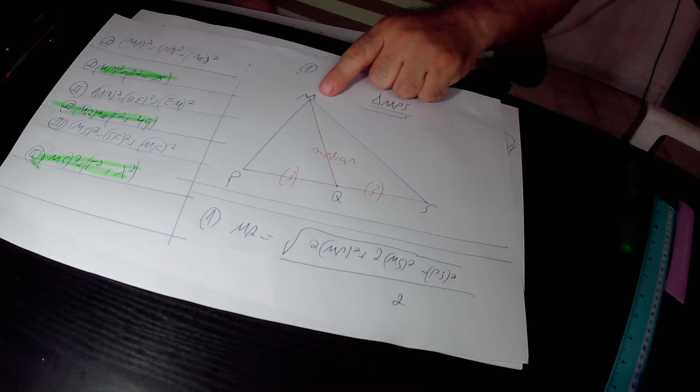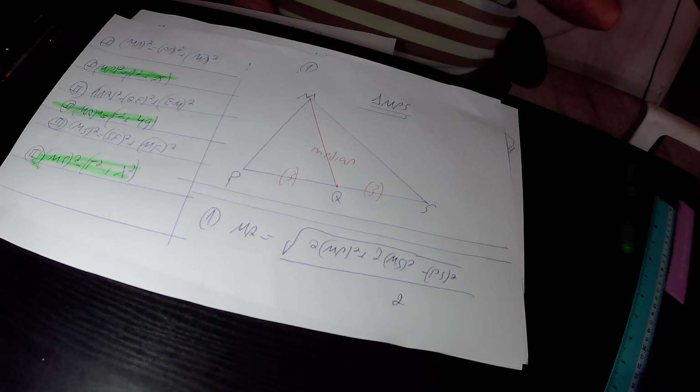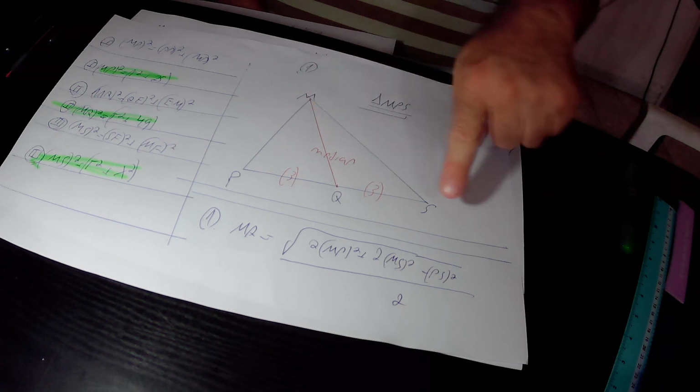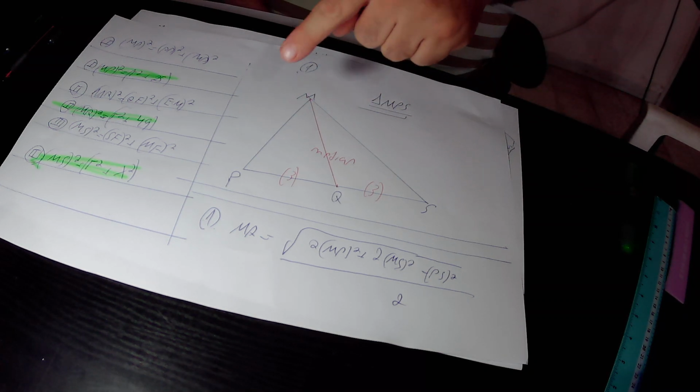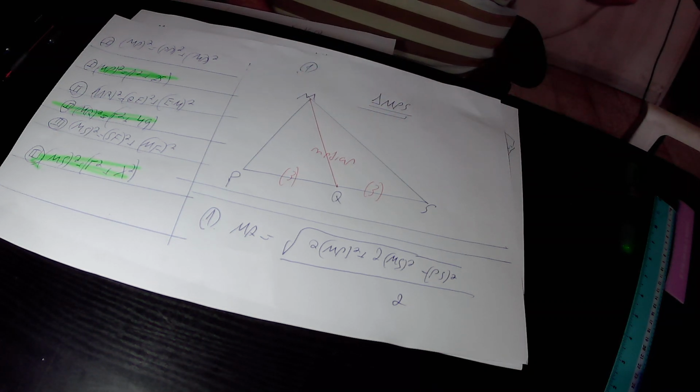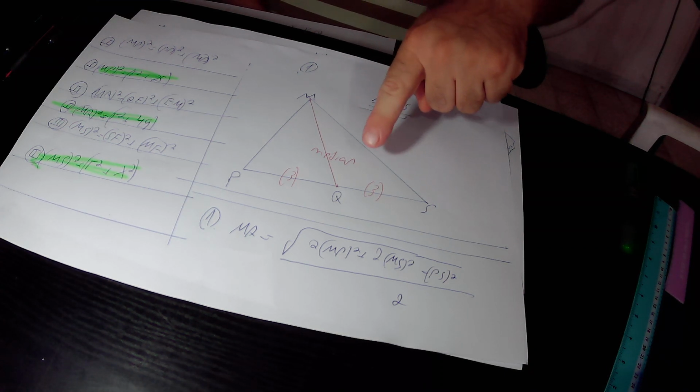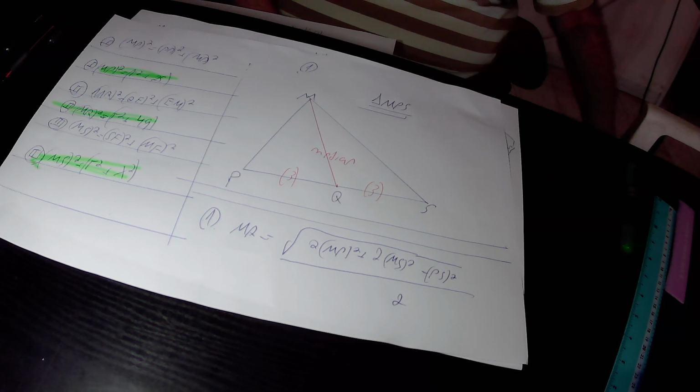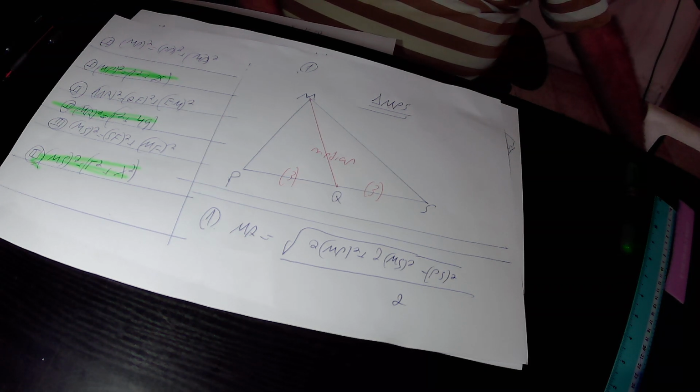It exists from the vertex and bisects the opposite side of the triangle. The opposite side of the vertex M is PS, and therefore the median MQ bisects side PS into two halves. The question is, what is the length of the median MQ? We have a special formula for the length of the median MQ.